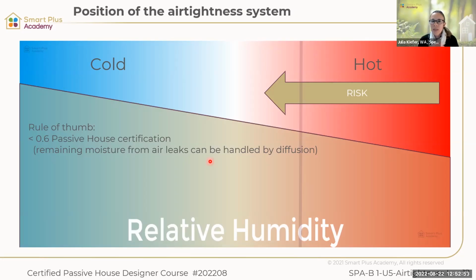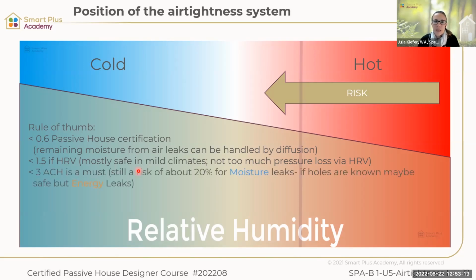That's what we want. If we have 1.5 air exchanges per hour, if we have a heat recovery ventilation system, then we can say it's mostly safe in mild climates, and we don't have too much pressure losses with our HRV system. So 1.5 is still okay. If we have smaller than 3, that's a must. Still a risk about 20% for moisture leaks. But if the holes are known, maybe we can say, okay, it's an energy leak.